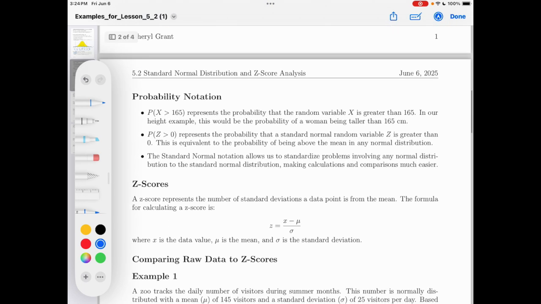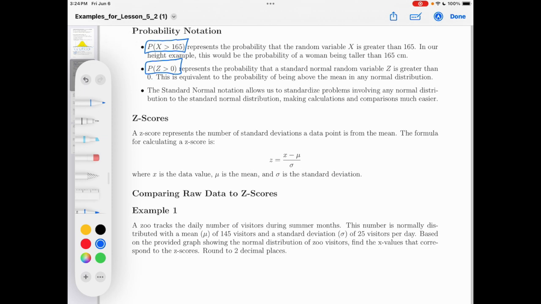For the probability notation, the only thing that changes, instead of using x is greater than some value, we use z is greater than some value. And you can use less than or between. You would just use z's instead of x's.